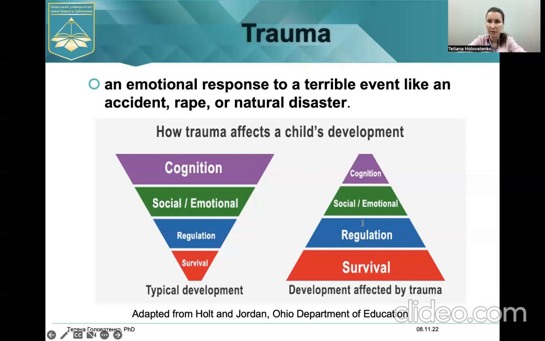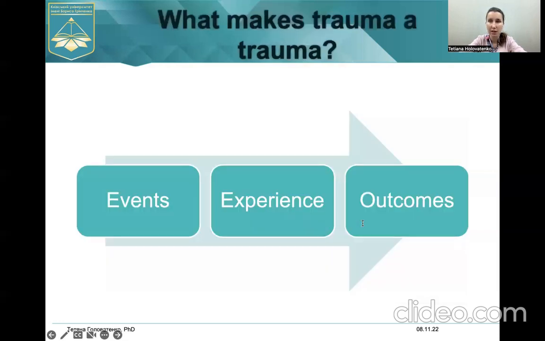However, let's think about what makes trauma trauma. Psychologists say that trauma is not just events that happened in the past, but how the person sees those events. So this is a personal experience, and then it leads to the results of trauma, some outcomes. For example, for one person, the loss of a cat can be a traumatic event. However, to another person, the loss of a cat will never become a traumatic event.